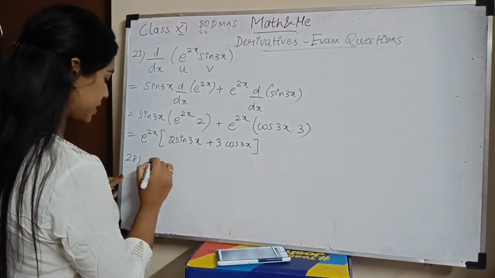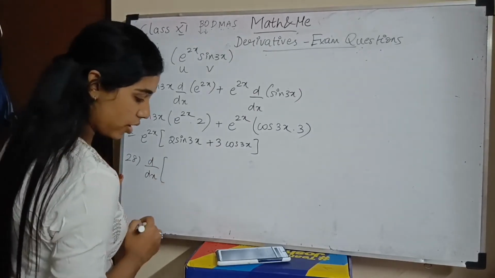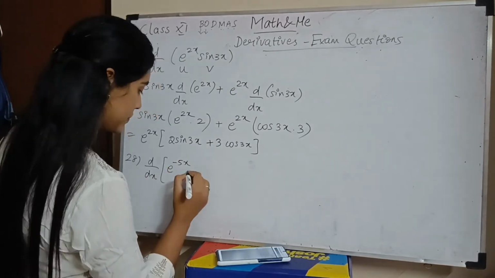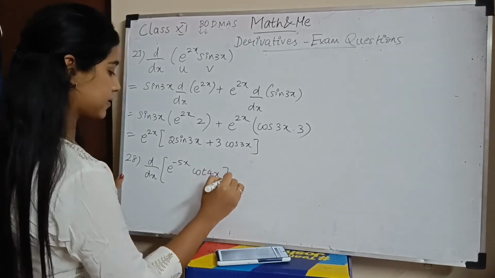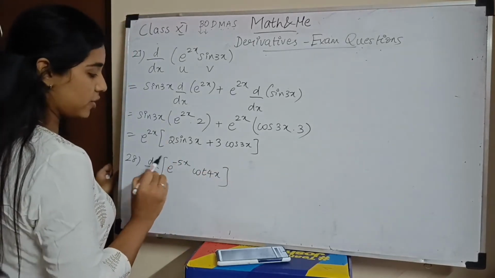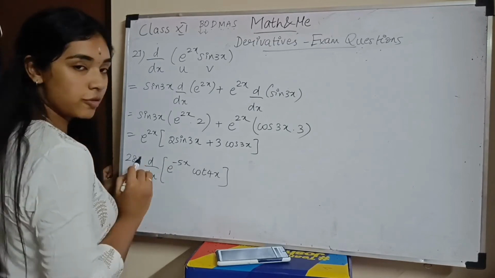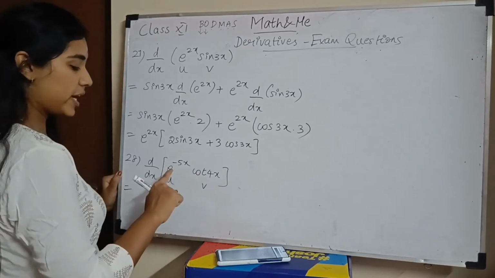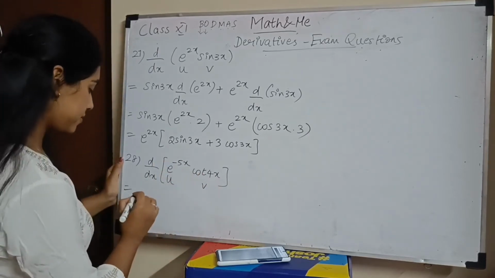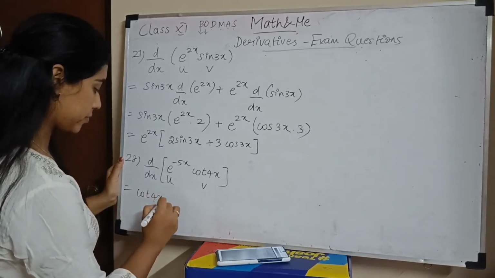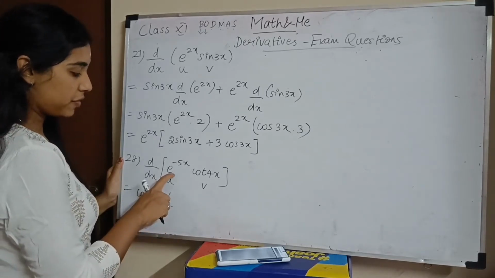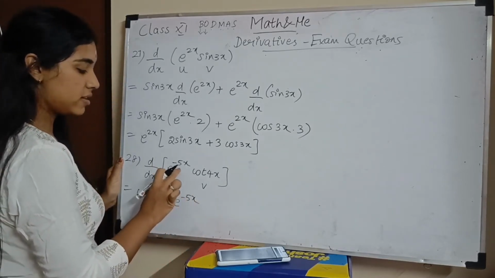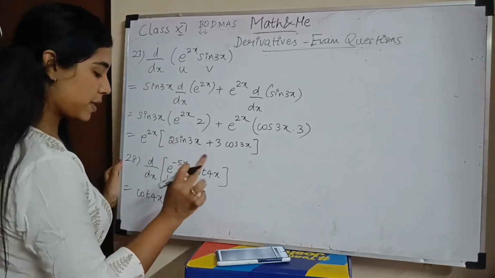Next question. d by dx of e to the minus 5x cot 4x. So again you have 4 different functions. e to the x, cot x, 5x, 4x. It's minus 5x. Okay, so it's u and v, v u dash plus u v dash. So you have v u dash. Derivative of e to the x is e to the x. You have a function inside, so the derivative of minus 5x is minus 5.